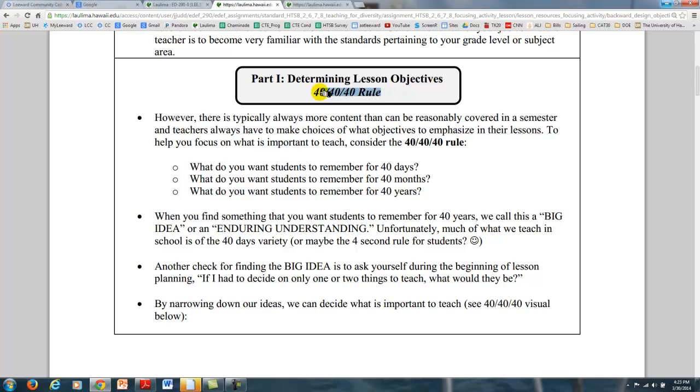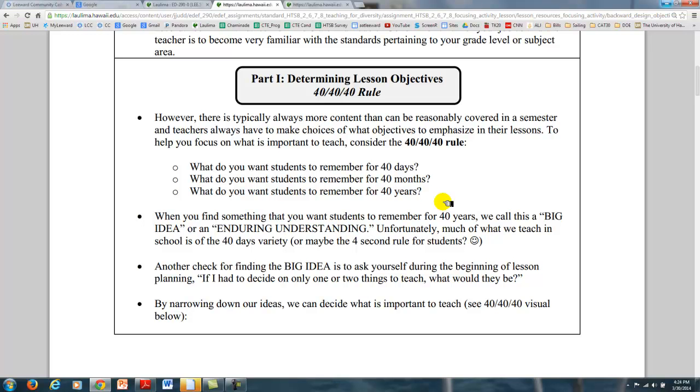So you need to apply something called the 40-40-40 rule in deciding which standards you think are more important than others. The 40-40-40 rule asks you, whenever you are thinking about the standards that you think are important, which ones do you want them to remember for a short time, or 40 days? Which ones are not so important? Which ones are a little more important, where some students will learn it and then forget about it 40 months from now? And then which ones do you want the students to remember for life, which is the 40-year rule?